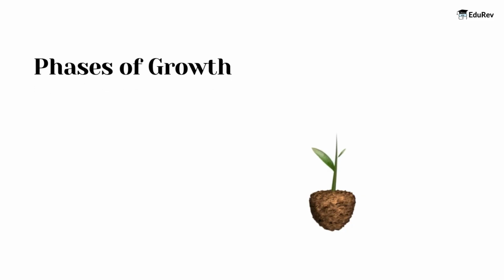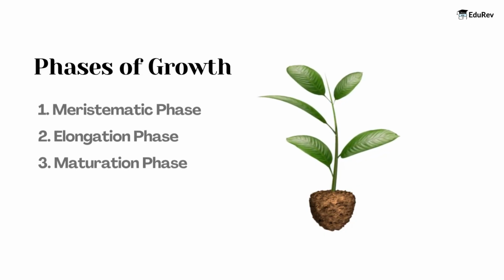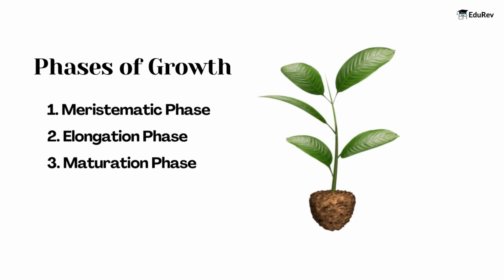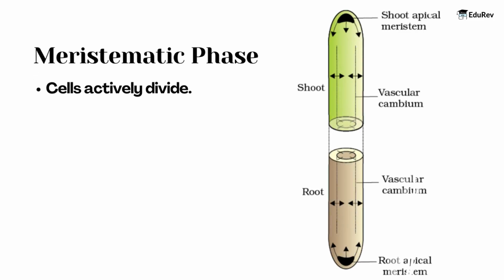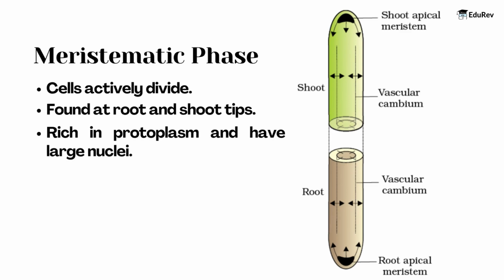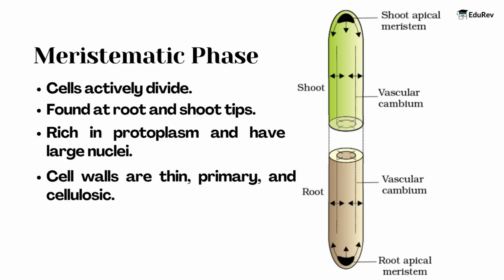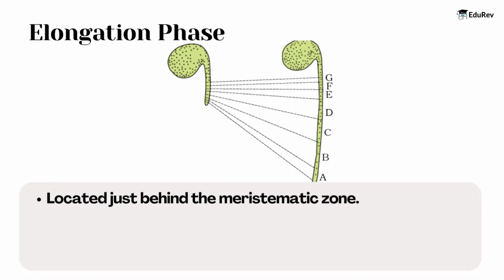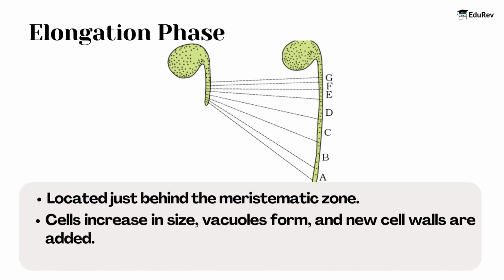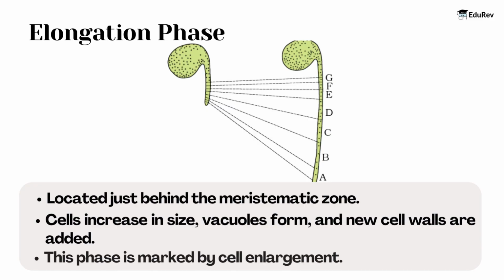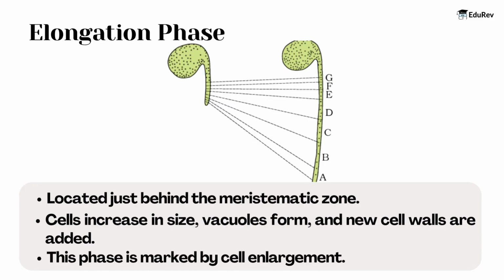Now let's look at the phases of growth in a plant. There are three main phases. The meristematic phase, where cells actively divide, found at root and shoot tips. These cells are rich in protoplasm, have large nuclei, thin primary cell walls, and many plasmodesmata. The elongation phase located just behind the meristematic zone. Here, cells increase in size, vacuoles form, and new cell walls are added. This phase is marked by cell enlargement.